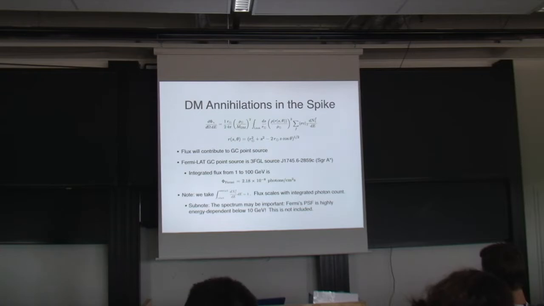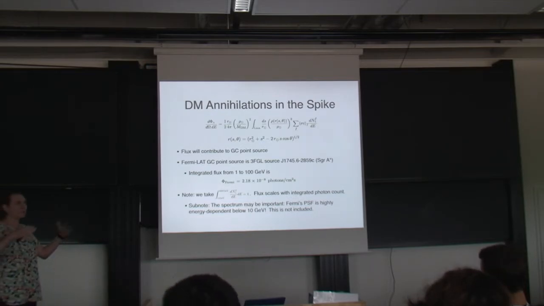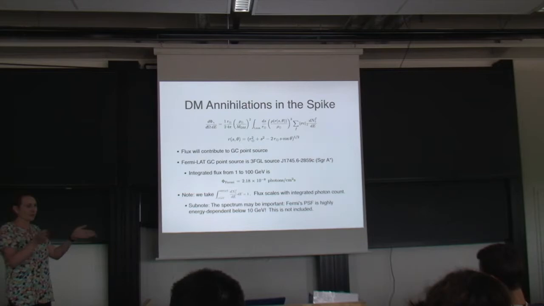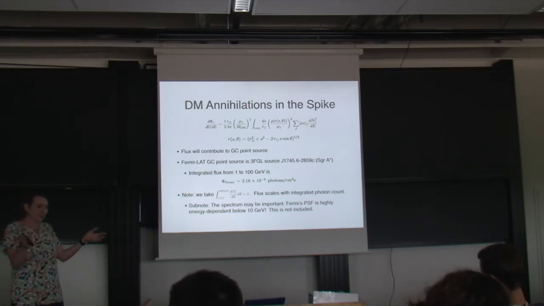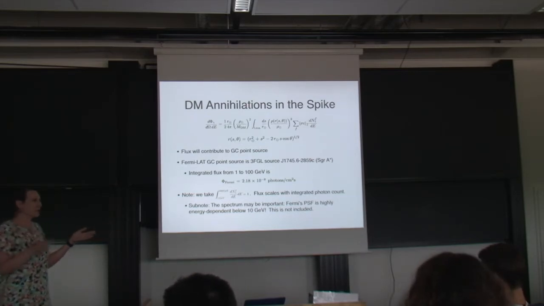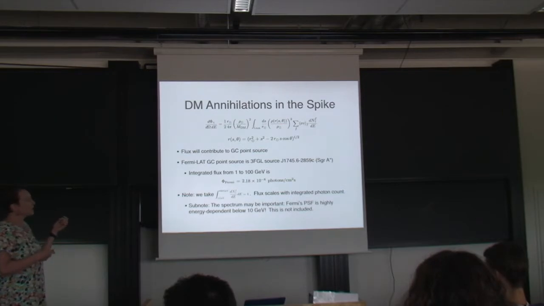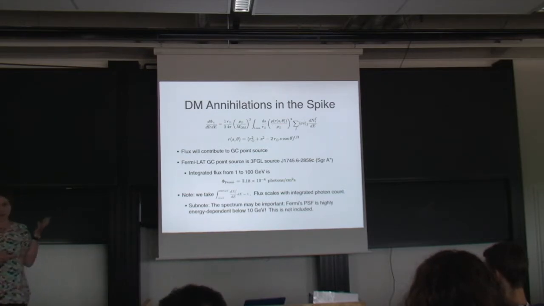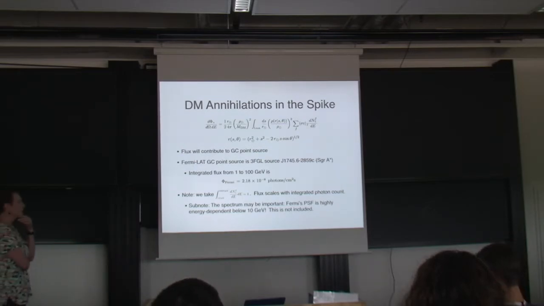This flux, if you look at a large enough angle, you may actually see some of the outer portions, like the cusp part of the profile, contributing to the diffuse flux from the broader galactic center region. But this spike actually will contribute to the point source flux of the galactic center point source also. The Fermi-LAT galactic center point source that we're going to use is this particular one here, which is identified with Sagittarius A star.